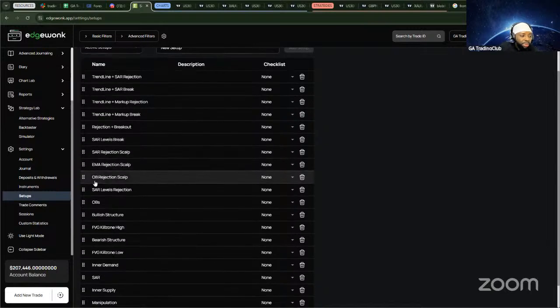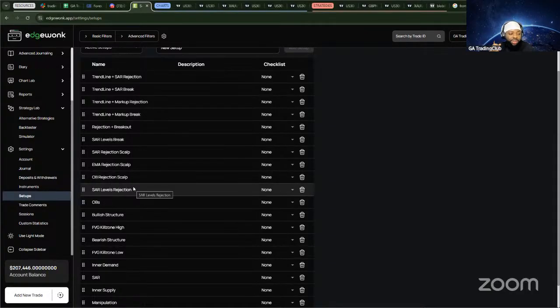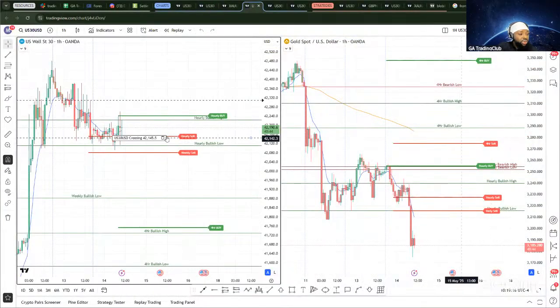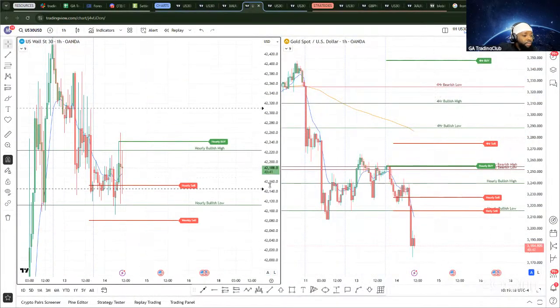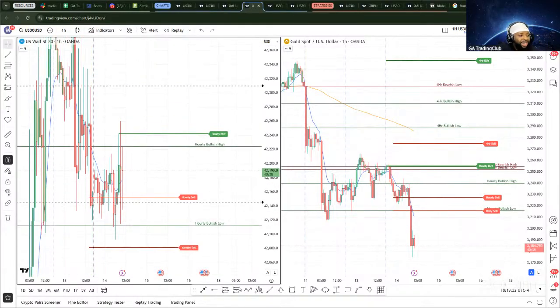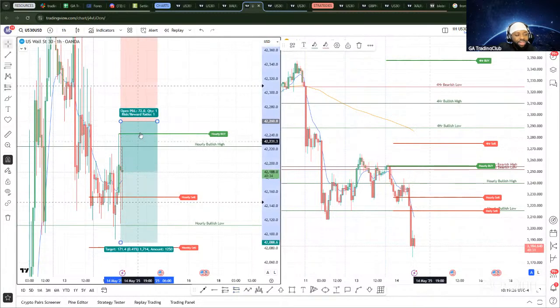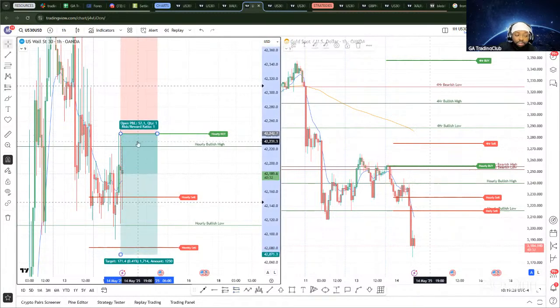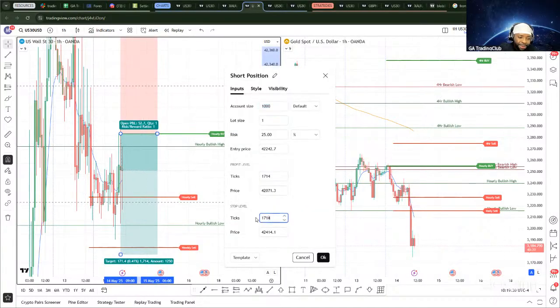SAR rejection scalp, EMA rejection scalp, and order block rejection scalp. Again, amazing win rate. SAR levels rejection. This is the one that, at the beginning of this year, I did the statistics on because I backtested it. We haven't had a SAR levels rejection entry. Actually, we do have one right here, but the only thing with this strategy is that you get like eight trades a month, but they are very highly profitable. But this year, I've had a terrible win rate with them, especially with gold.